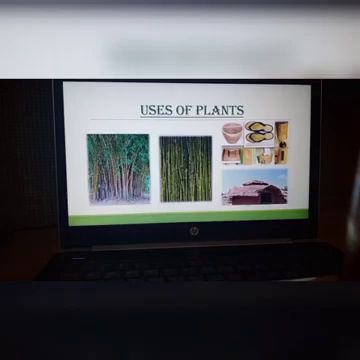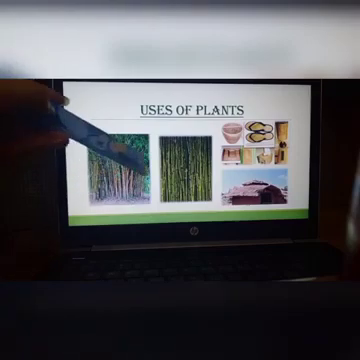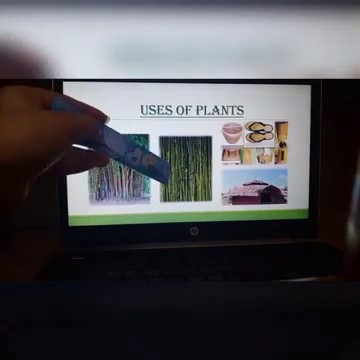Second point is the grasses like bamboo. It is a bamboo plant and it is a reed plant, R-E-E-D, reed.